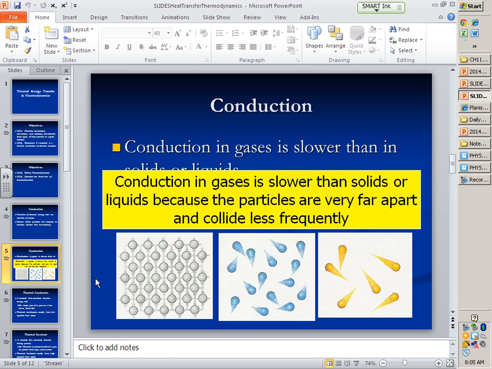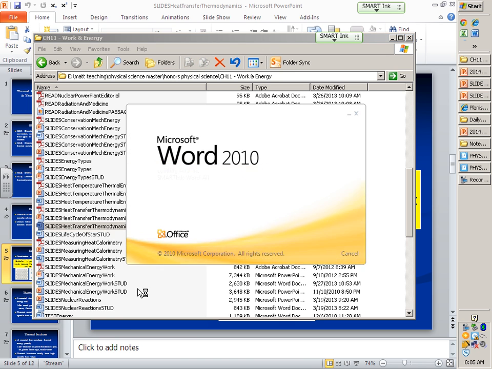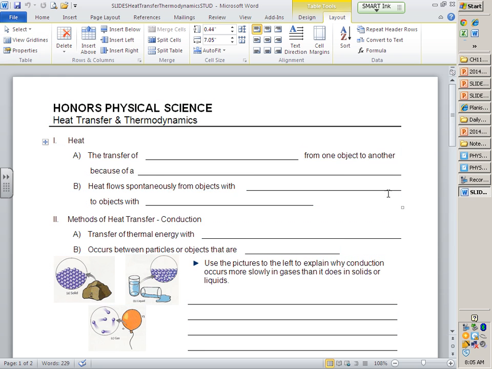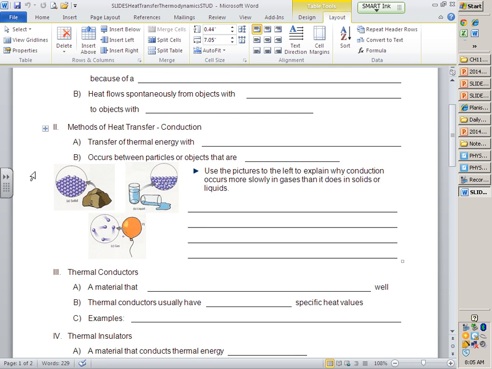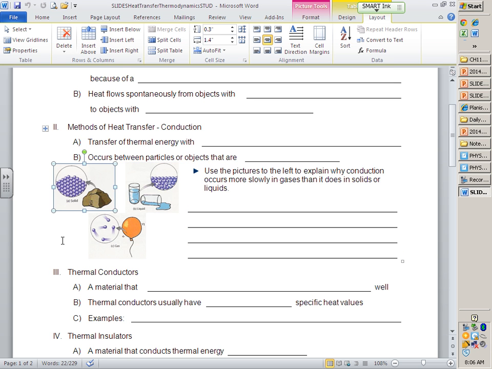So, I think that was one of the questions there, right? It says, what does it say there? I should pull up the actual. So it says, use the pictures to explain why conduction occurs more slowly in gases than it does in solids and liquids. Because, like we said, conduction depends on contact, and there's going to be more frequent contact between the particles in a solid than there is going to be in a liquid or a gas, just because of how close they are. All right? Good there?